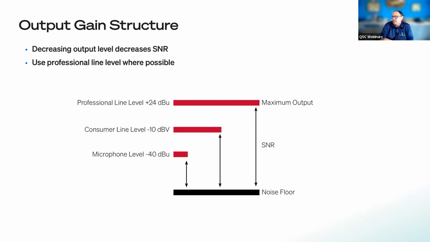Decreasing output, so output gain structure. So just like before, if we have a noise floor of a circuit, if we have professional audio level, we're going to have a better signal to noise ratio. This is why it's important with consumer line level, you have less noise floor, and then with microphone level, you have an even smaller amount of noise floor.